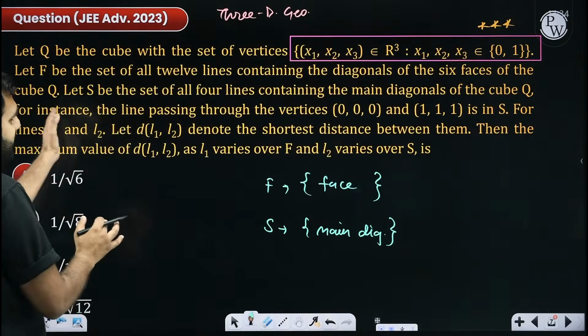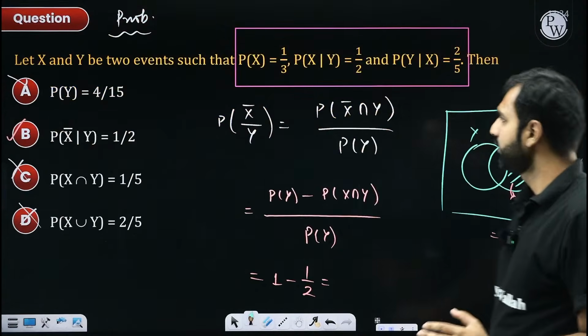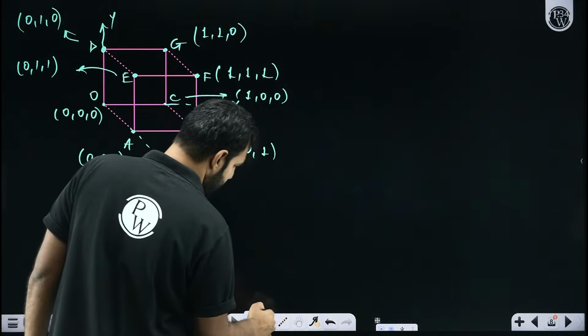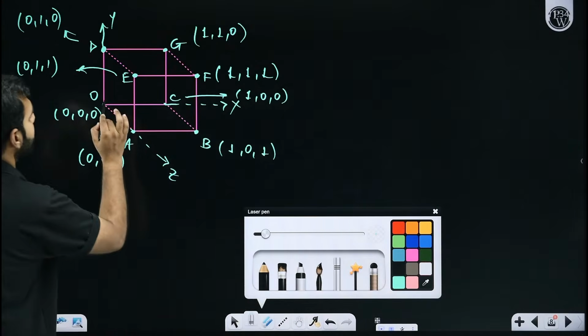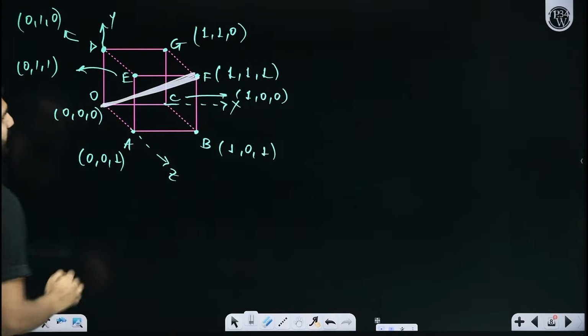Here, for instance, the line passing through 0, 0, 0 and 1, 1, 1 is in S. Of course, it is understandable. I have coincidentally taken it like this only. If I talk about this line passing through 0, 0, 0 and 1, 1, 1, this is clearly your main diagonal because it is falling in S. I hope you are seeing it.